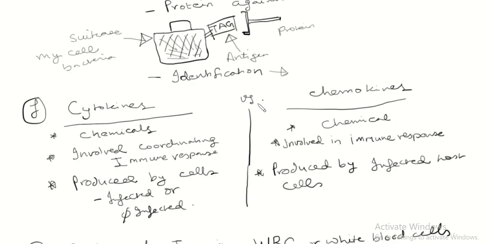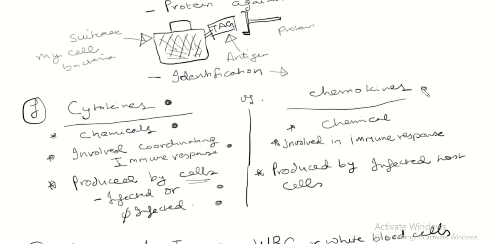Next, we're going to talk about cytokines. These are essentially chemicals. What do they do? They are involved in coordinating immune responses. Essentially, they're produced by cells, and the cells can be infected with bugs or not infected with bugs. So cytokines are chemicals involved in coordinating immune responses, and they're produced by cells. It's as simple as that.